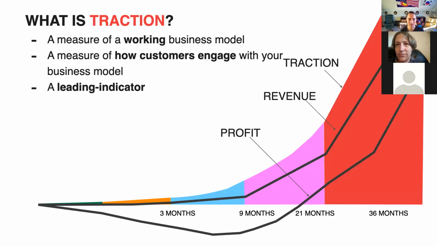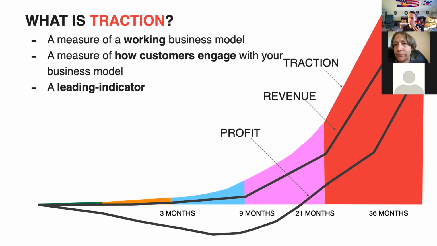What is traction? Well, there are three different ways of thinking about it. Here are three different definitions, or at least features of it. It's a measure of a working business model. It's also a measure of how customers engage with your business model. And finally, it's a leading indicator.